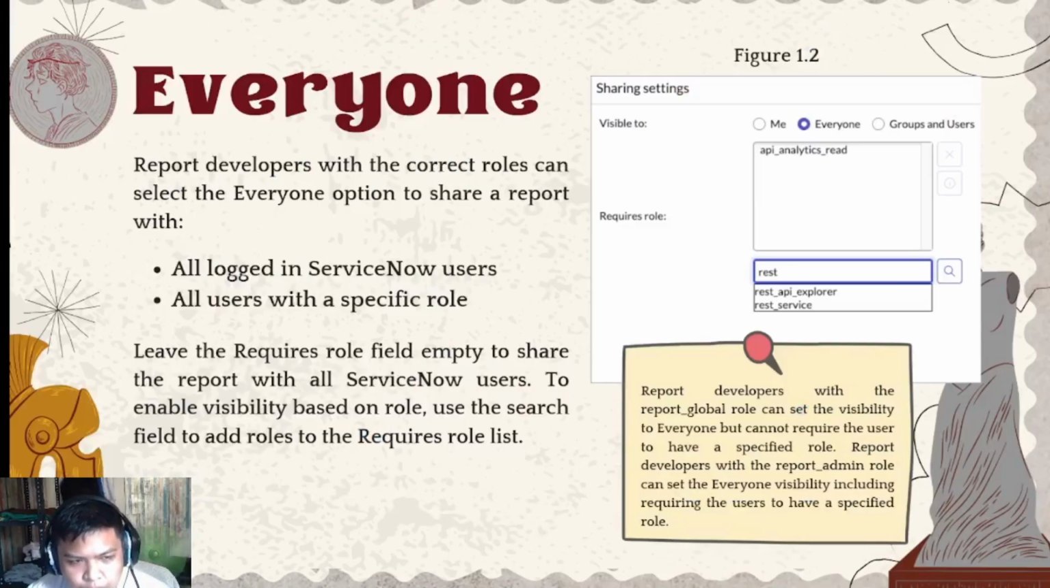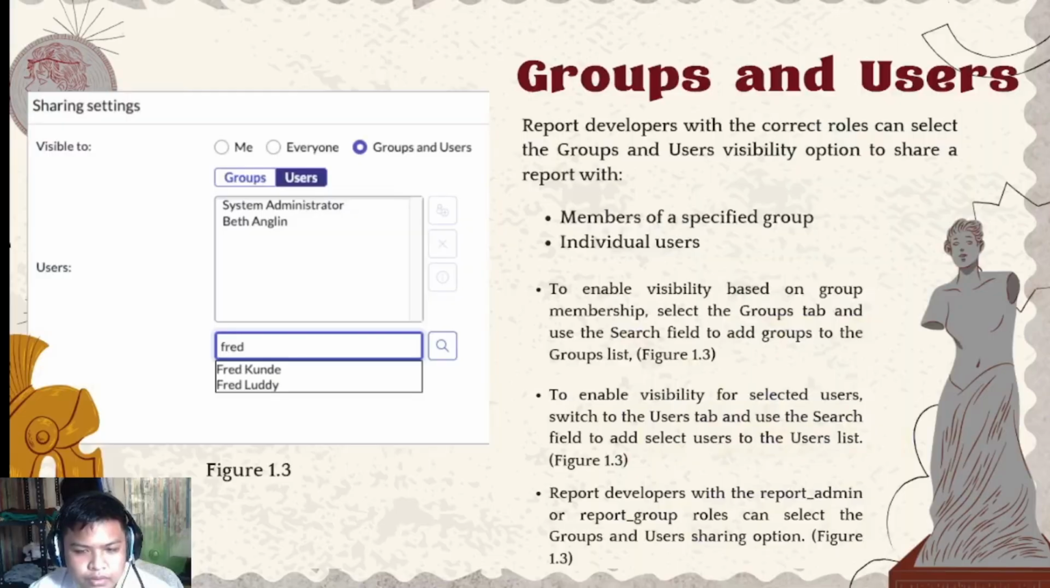This is for everyone. Report developers with correct roles can select the Everyone option to share a report with all logged in ServiceNow users, or all users with a specific role. The same goes for groups and users. Report developers with correct roles can select the Groups and Users visibility option to share a report with members of a specified group, or individual users.